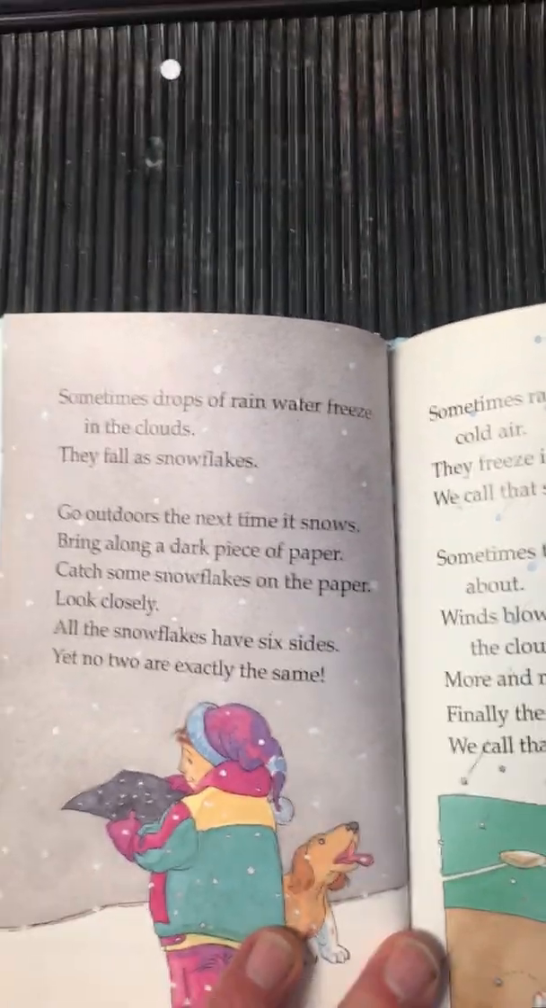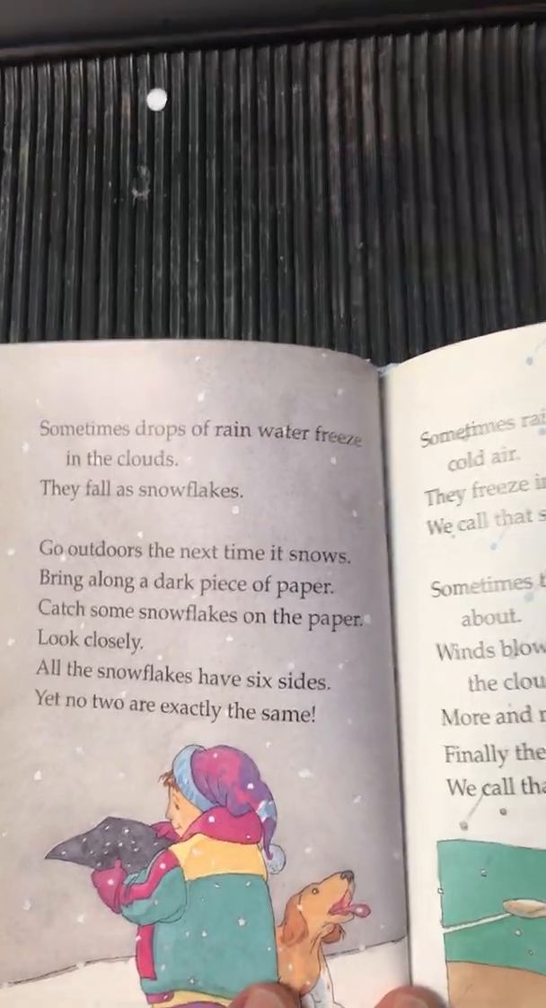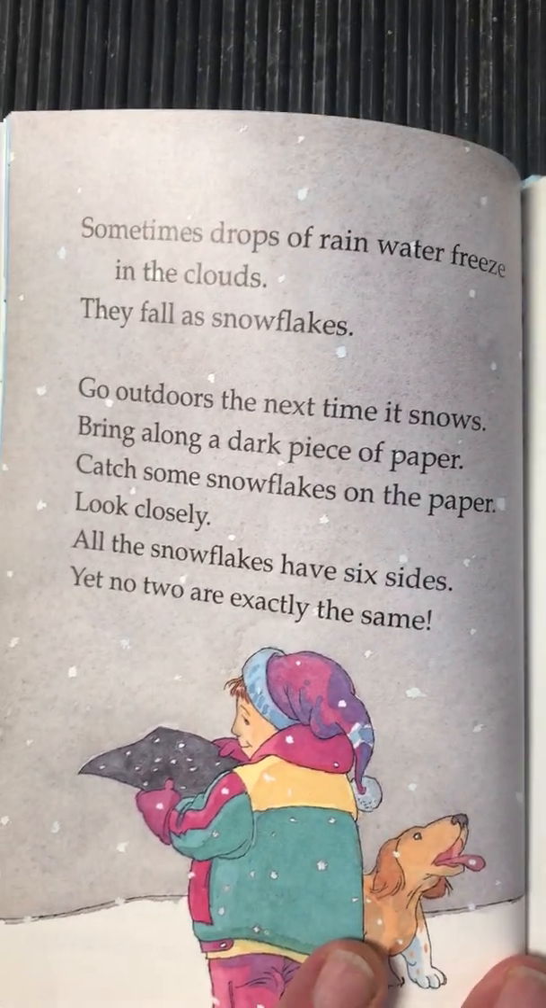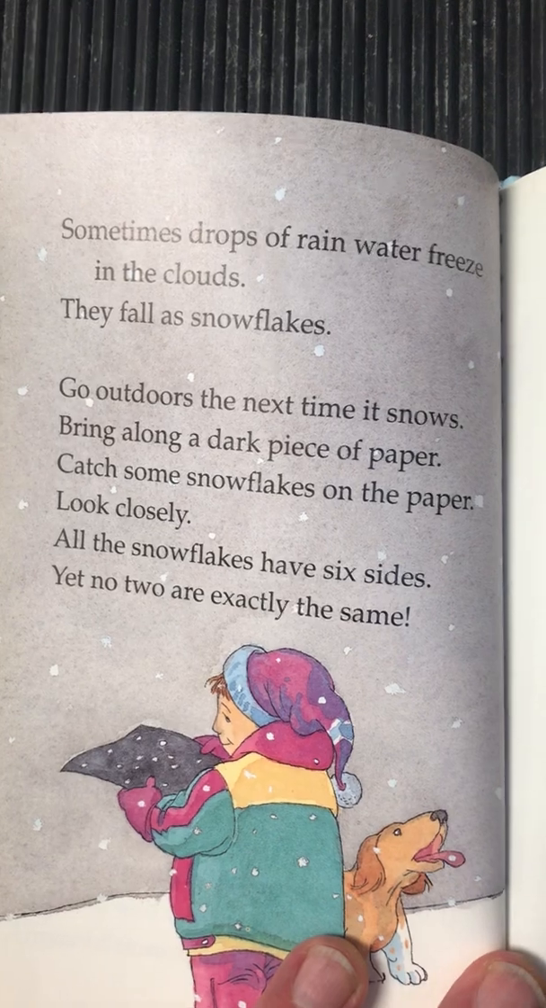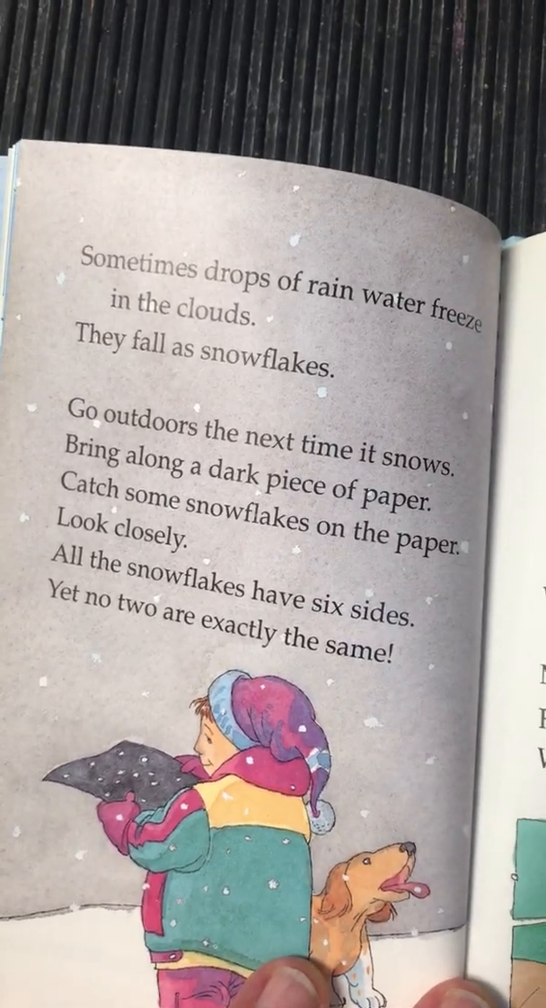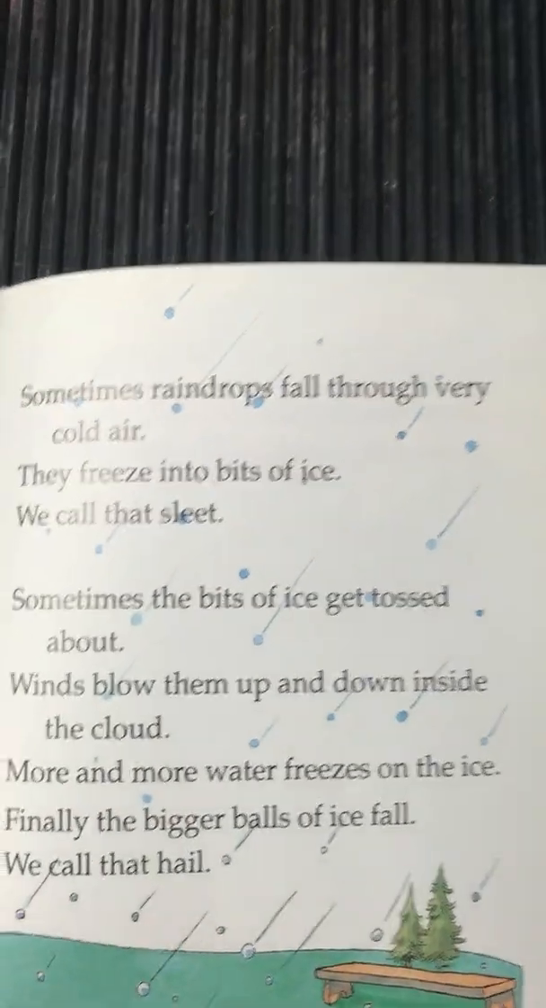Sometimes drops of rainwater freeze in the clouds. They fall as snowflakes. Go outdoors the next time it snows. Bring along a dark piece of paper. Catch some snowflakes on the paper. Look closely. All the snowflakes have 6 sides, yet no 2 are exactly the same.